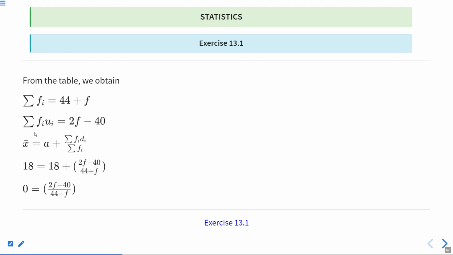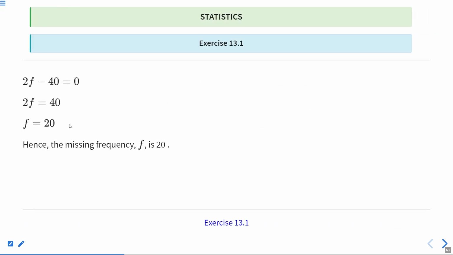Now x bar, the mean of the given data, is equal to A plus summation fi di divided by summation fi, and the mean allowance is given as 18 rupees. So 18 is equal to 18 plus (2f minus 40) by (44 plus f). It implies 0 is equal to (2f minus 40) by (44 plus f), so 2f minus 40 is equal to 0, 2f is 40, and f is equal to 20. Hence the missing frequency f is 20.